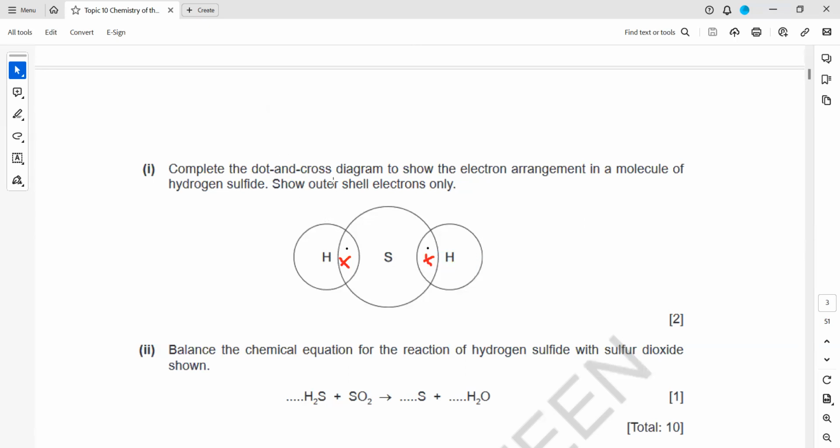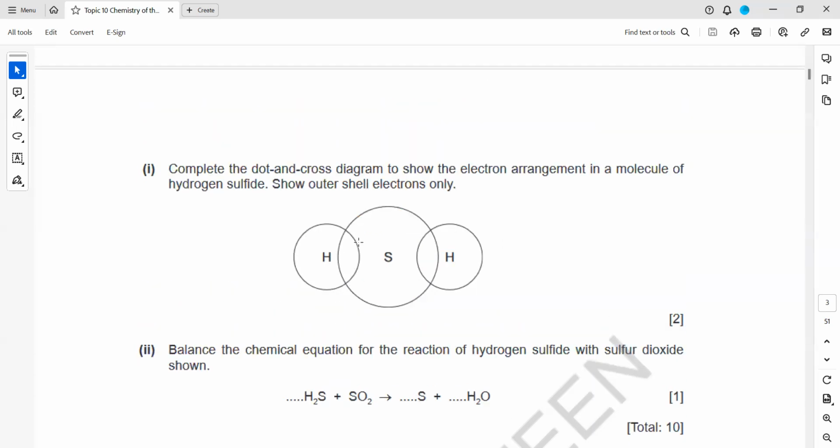Then sulfur belongs to group 6. So how many unshared electrons will be there for sulfur? An element belonging to group 6, how many unshared electrons? There should be 4 unshared electrons. That's right, because 2 of them are used in sharing. So 4 unshared electrons will be there for group 6 elements.